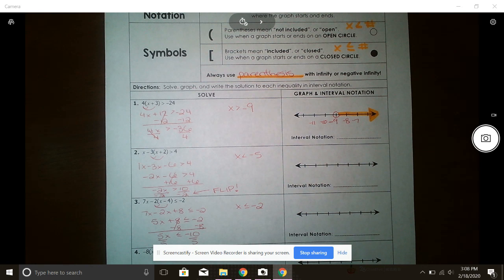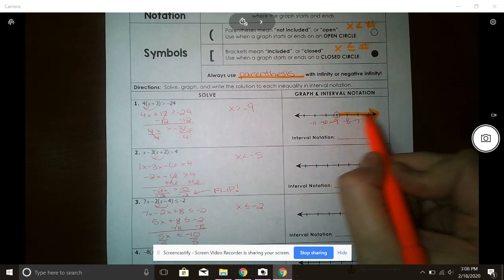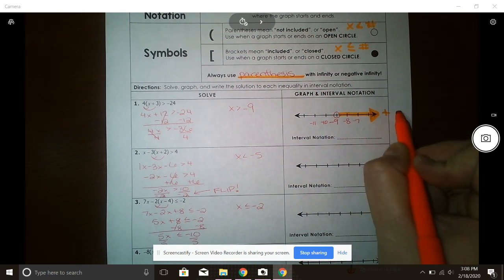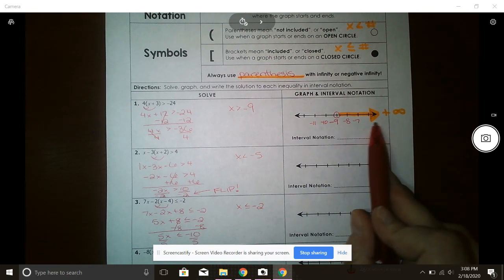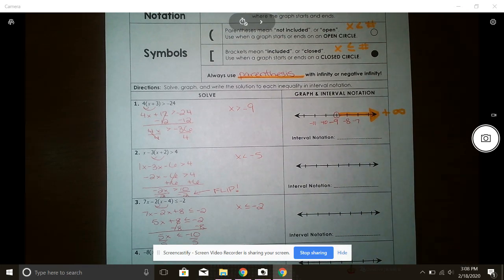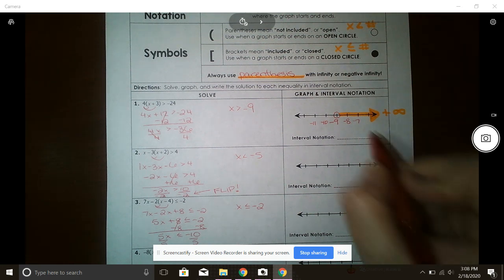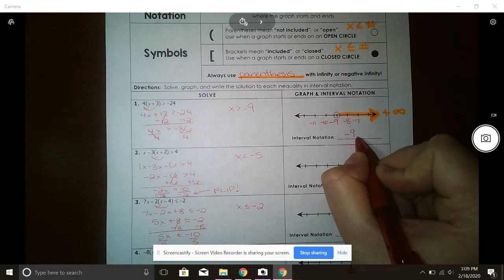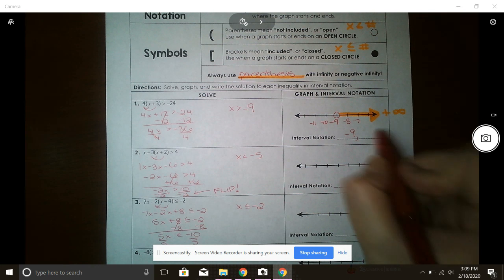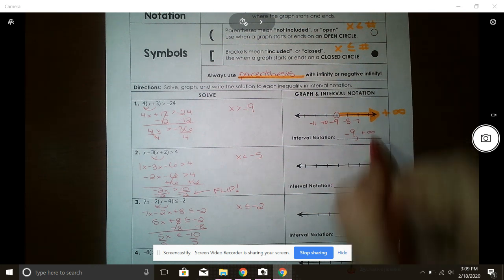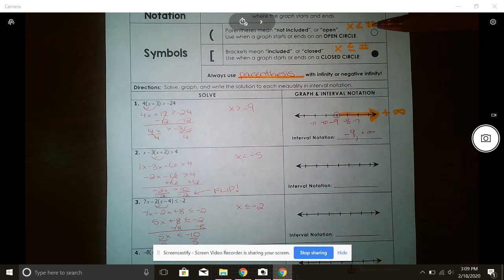Now, here's the new part, guys. Shading to the right means I'm going towards positive infinity. My answers are infinitely bigger than negative 9. So if I tried to list out every single answer ever, I couldn't, which is why I need to know how to write it as interval notation. We always start with our smallest number, which is negative 9, and then finish with our largest number, which is positive infinity. Now back to these symbols.